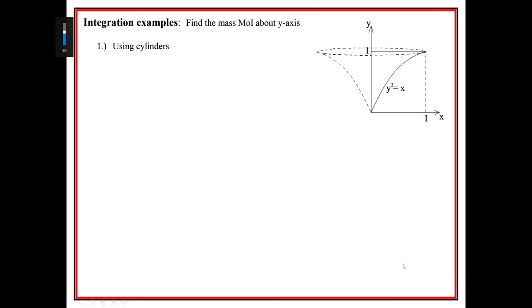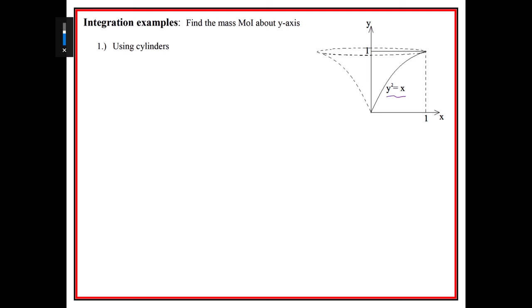All right, here is another example for class 19, mass moment of inertia. It's actually two examples in one because I'm going to find the mass moment of inertia of this. I don't even know what to call this thing. It's sort of a cone, but it's actually got sides that follow y squared equals x.